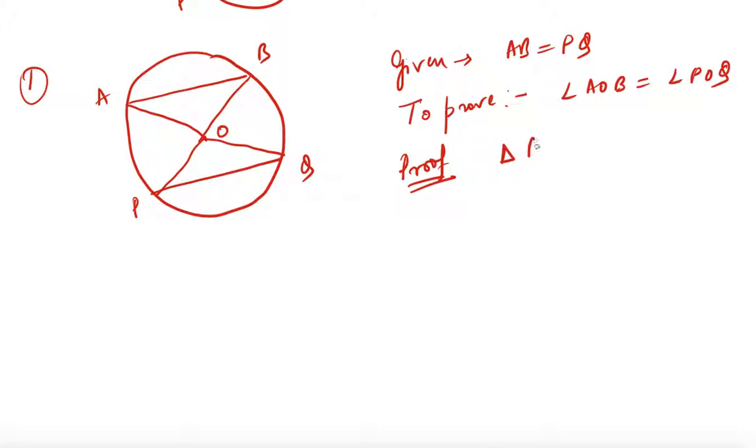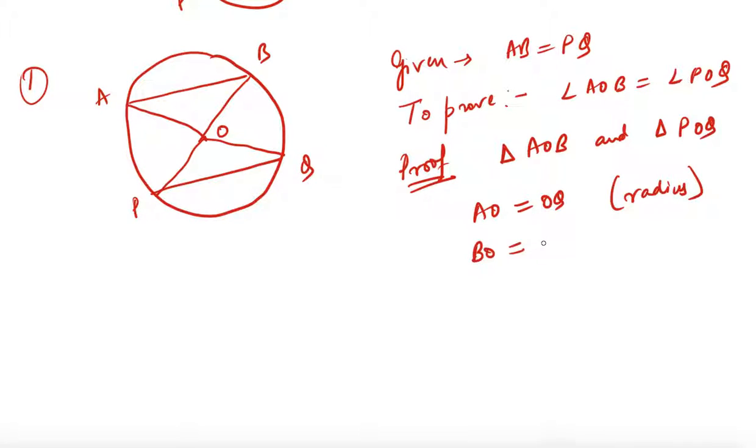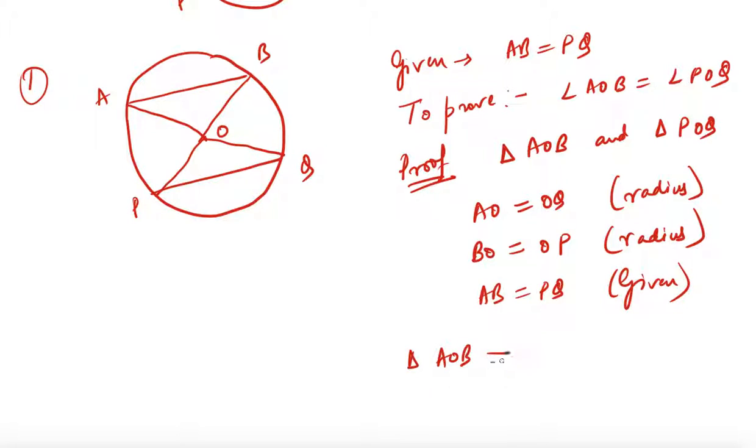Consider triangles AOB and POQ. Let us consider both the triangles. Can I say that AO is equal to OQ? Why? Because both are radii of the circle. Similarly, can I say that BO is equal to OP? Why? Because again both are radii of the given circle, and it is given that AB is equal to PQ, right? So can I say that triangle AOB is congruent to triangle POQ by SSS congruency criteria?